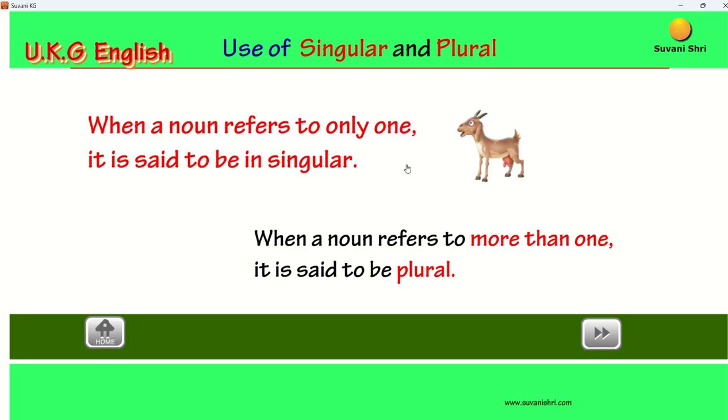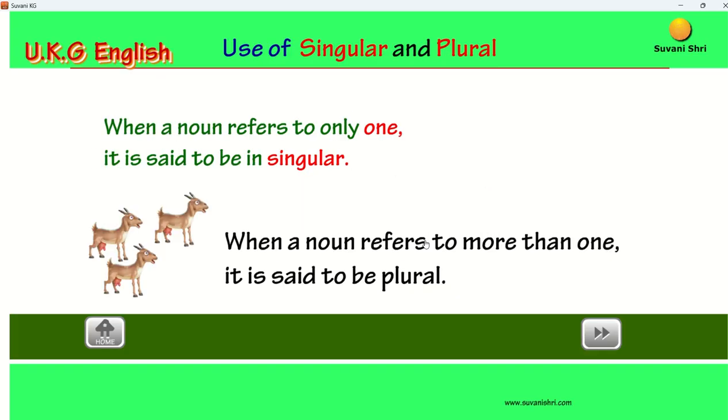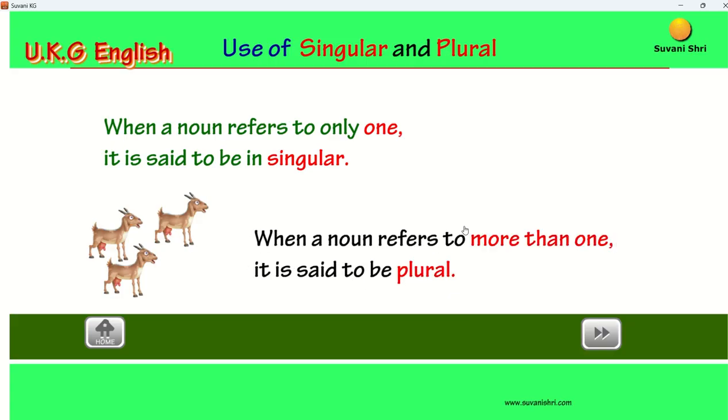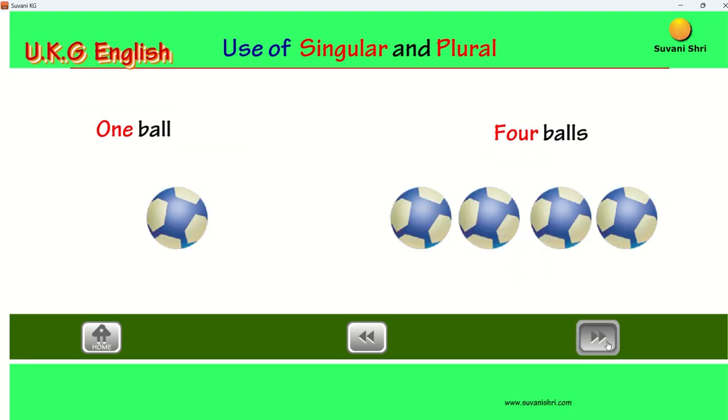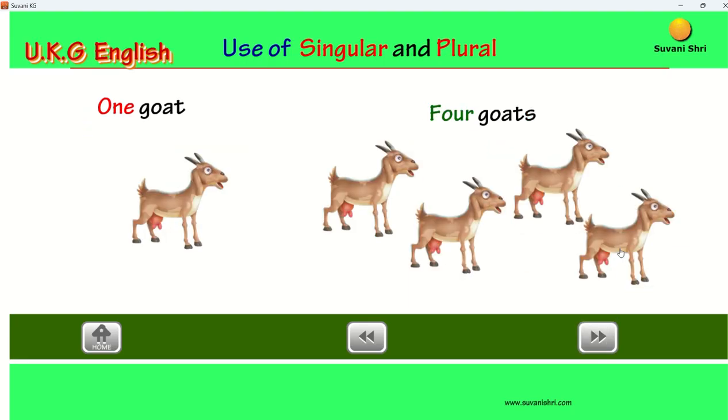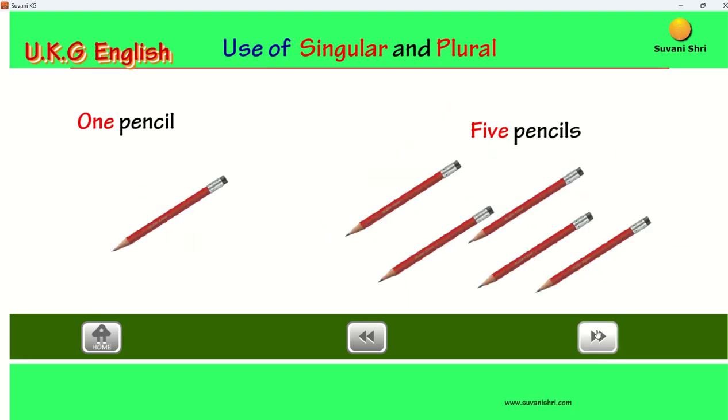When a noun refers to only one, it is said to be in singular. When a noun refers to more than one, it is said to be in plural. 3 cats. 1 cat. 4 goats.